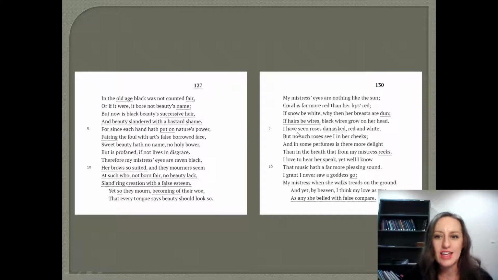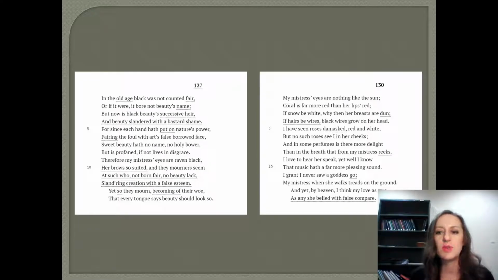My mistress' eyes are nothing like the sun. Coral is far more red than her lips. If snow be white, why then her breasts are dun. Dun is a very dark brown color, used to describe brown cows. If hairs be wires, black wires grow on her head. I have seen roses damasked, red and white, but no such roses see I in her cheeks, so her cheeks are not red or white. And in some perfumes is there more delight than in the breath that from my mistress reeks.